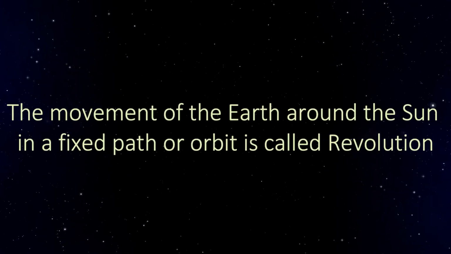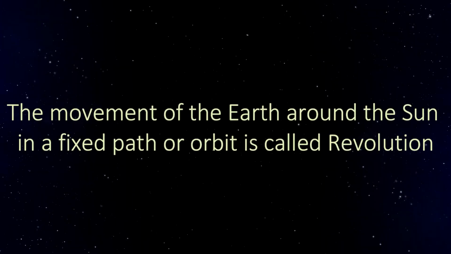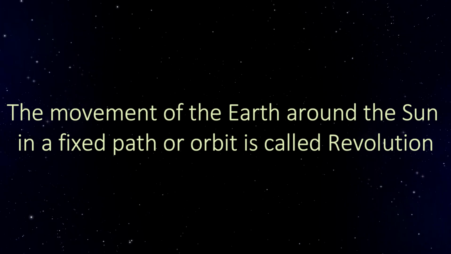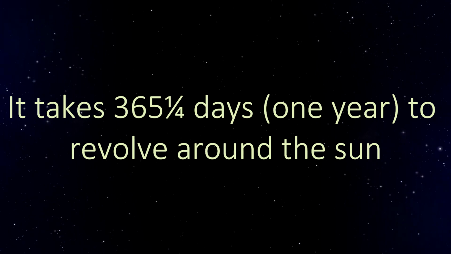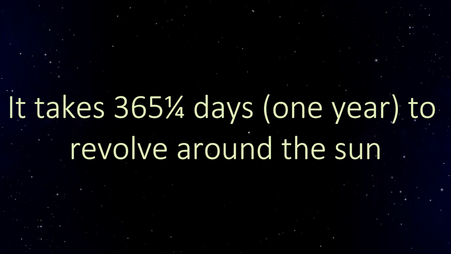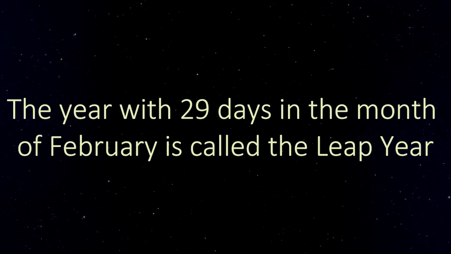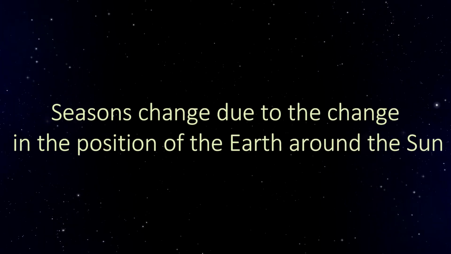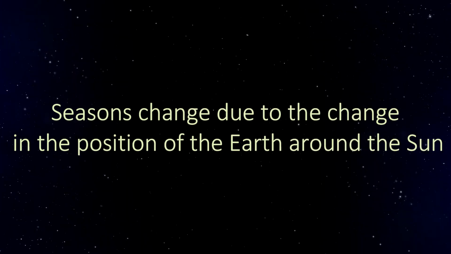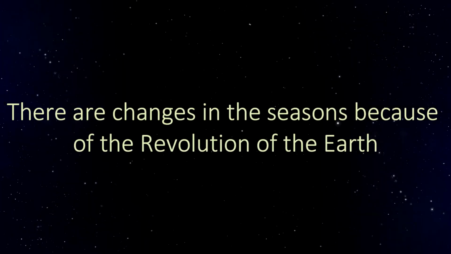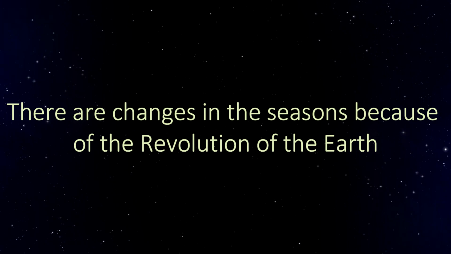What did we learn? The movement of the Earth around the Sun in a fixed path or orbit is called revolution. The Earth takes 365 days to revolve around the Sun. The year with 29 days in the month of February is called the leap year. Seasons change due to the change in position of the Earth around the Sun. There are changes in the seasons because of the revolution of the Earth.